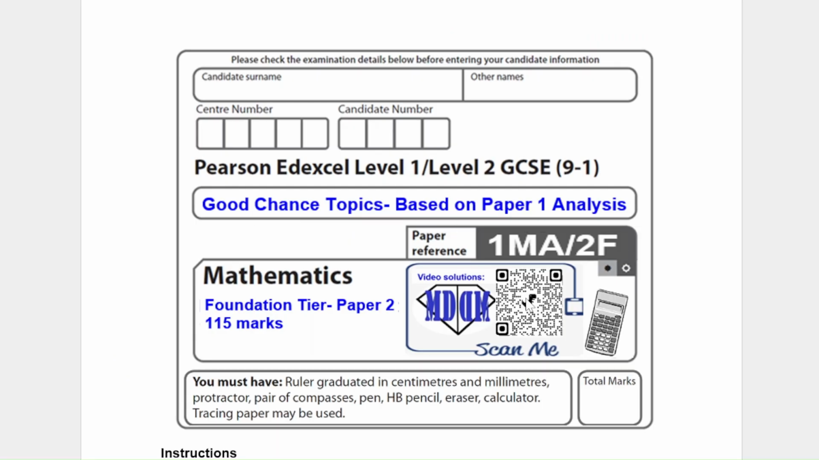So this is a copy of the paper. There's a QR code as well. If you've not got a copy of the paper, that'll take you to the video actually.